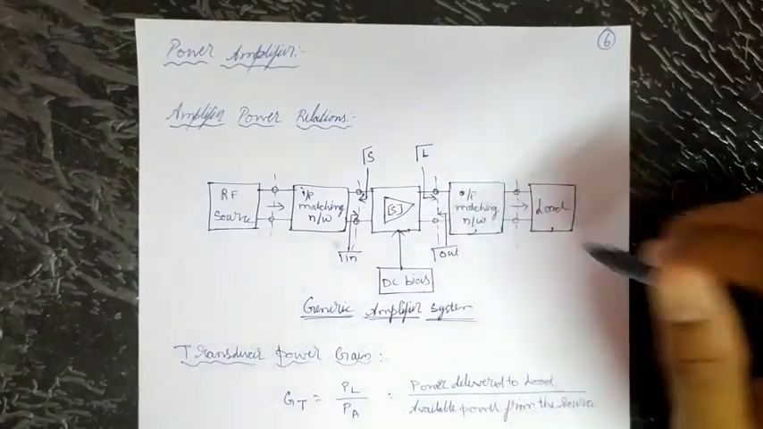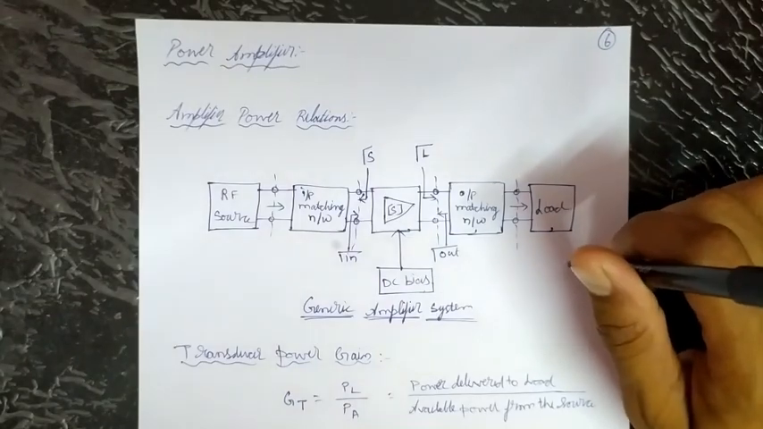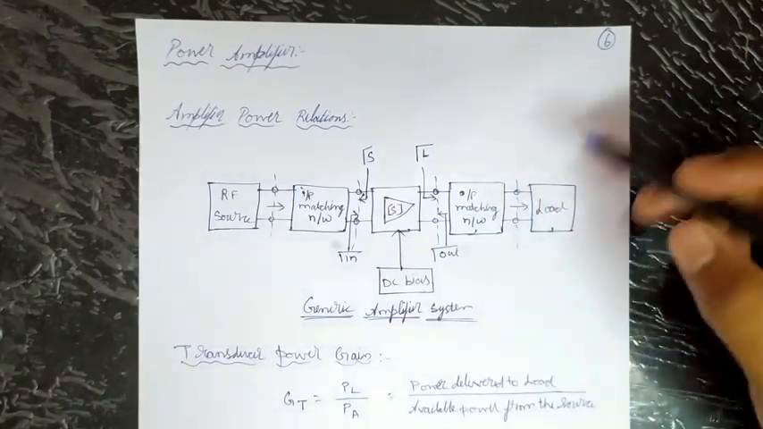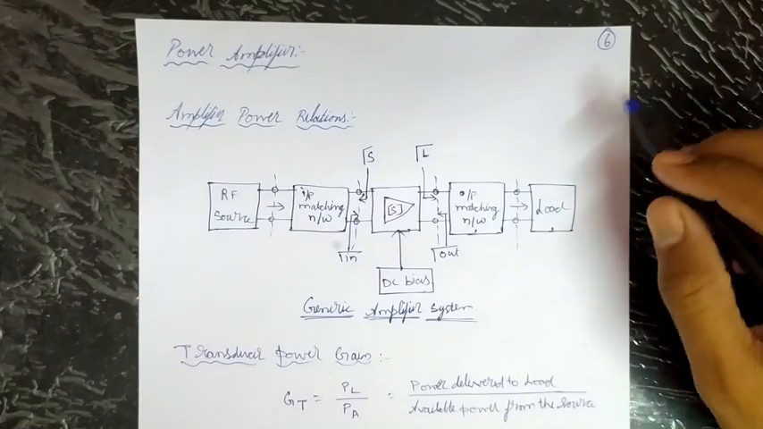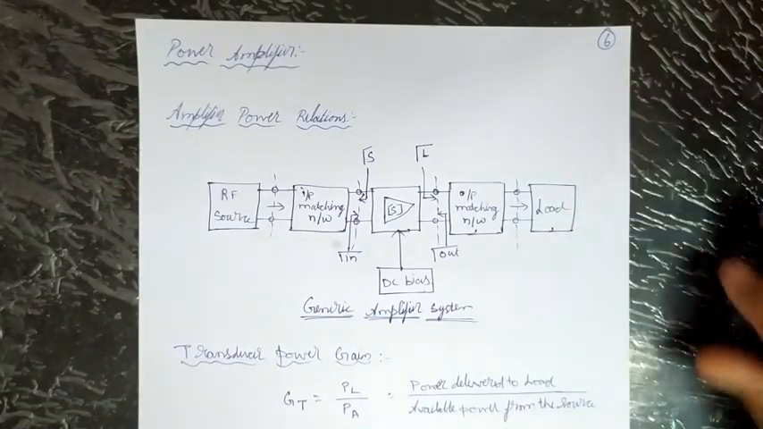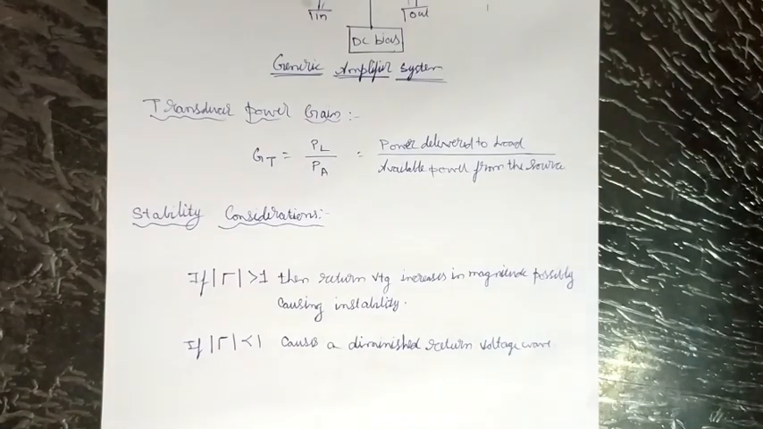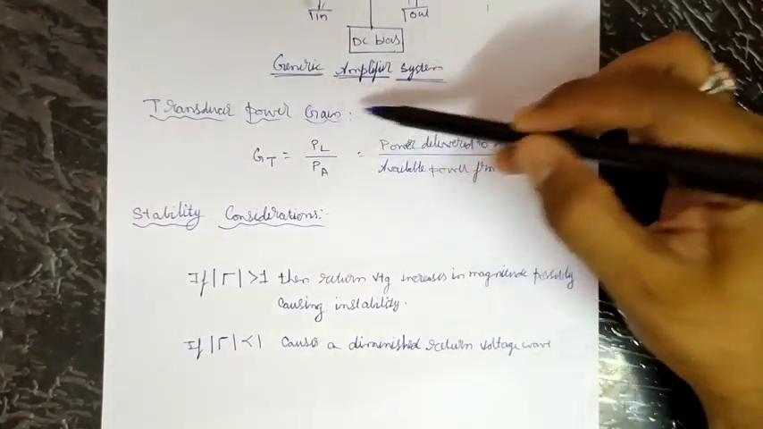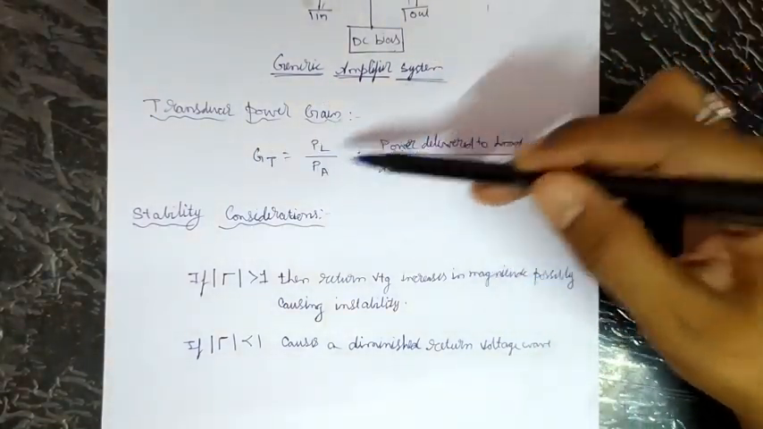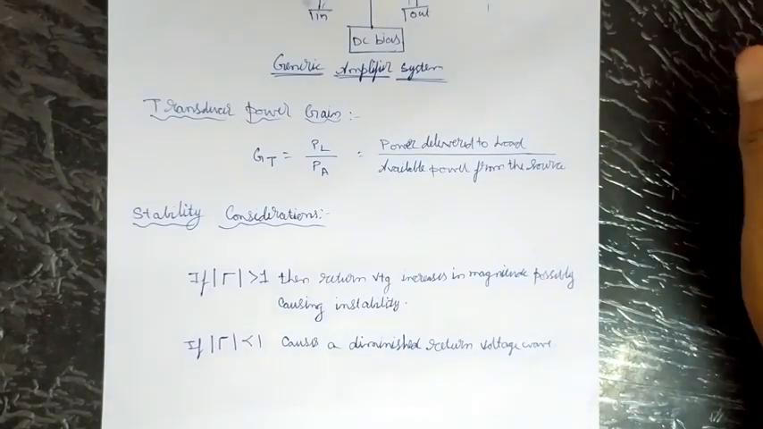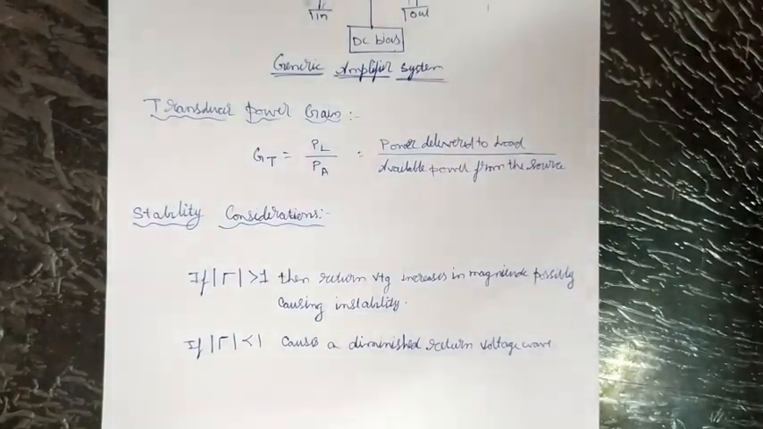So in these power amplifier relations, gain and noise figure: gain must be high and noise figure must be low. The output power is also in dB, which must not exceed 10 dB. So the transducer power gain quantifies the signal gain of the amplifier placed between the source and load. So the formula for transducer power gain is GT equals PL divided by PA, the power delivered to the load over the available power from the source.